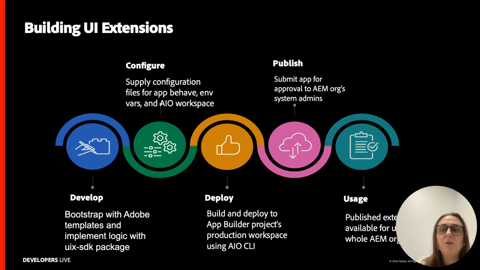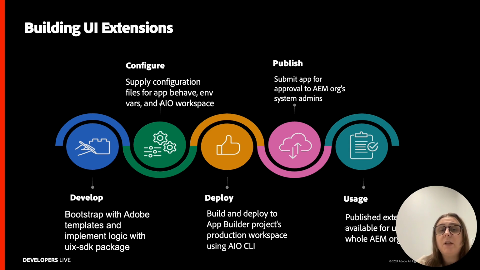Then you need to supply certain configuration files, which is where you will specify what service the extension extends. If you have a .env file, this is also where you can specify that environment variables need to be passed as an input. And finally, when the extension is fully tested and ready, you can deploy it to the App Builder console with the Adobe I/O CLI.